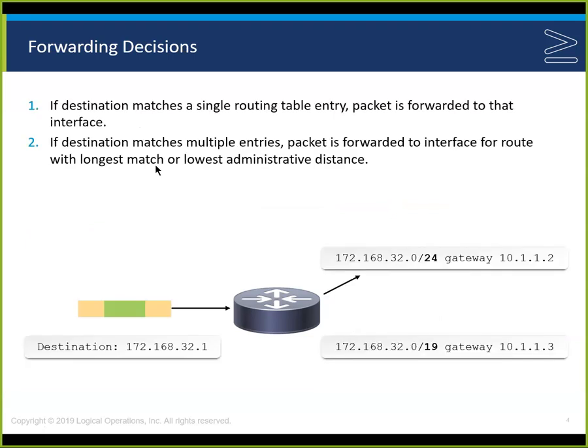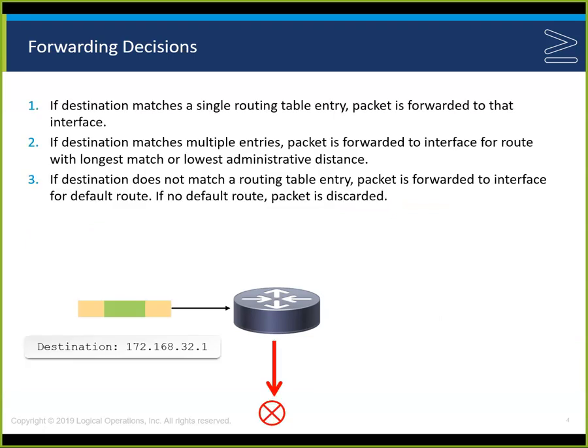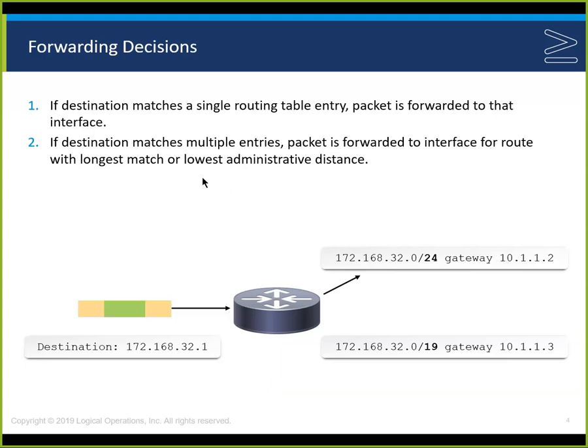The forwarding decisions, and this is one of the... Let me go back because I got some other things here that I went past. If the destination matches a single routing table entry, the packet's forwarded to that interface. If it matches multiple entries, it's forwarded to the interface for the route with the longest match and the lowest administrative distance. Okay, we've introduced a couple of terms here.